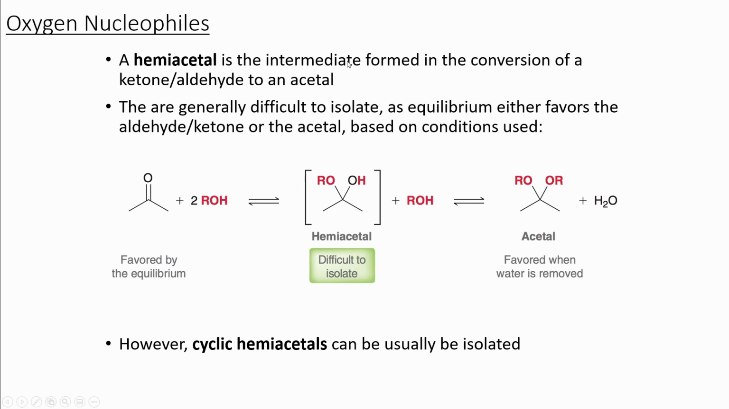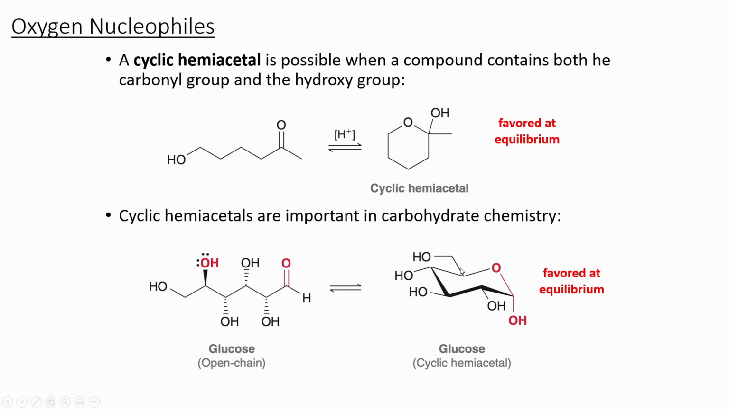If you recall, a hemiacetal was the intermediate that was formed in the conversion of a ketone or aldehyde to an acetal. In general, these will be difficult to isolate because the equilibrium will either form the acetal or the ketone will be favored in the equilibrium. But there are some cases where we can form and isolate a cyclic hemiacetal. For example, if we have a compound that contains both the carbonyl group and the hydroxyl group, then this cyclic hemiacetal will be favored at equilibrium because this is an intramolecular reaction.